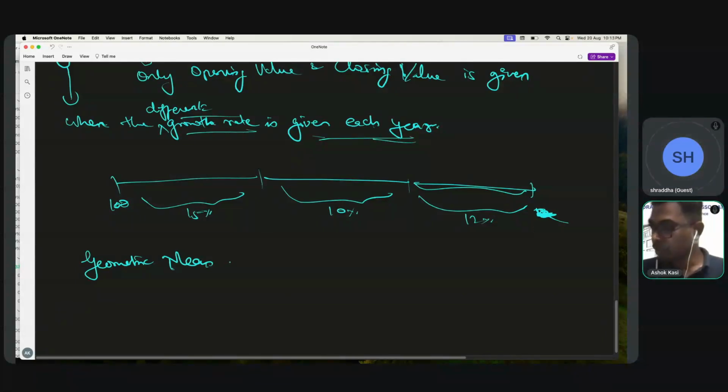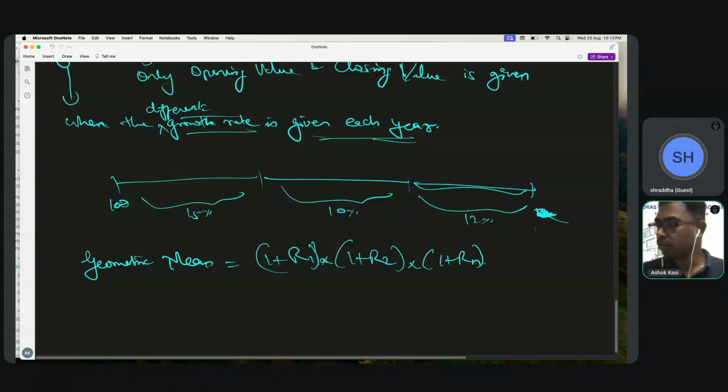So geometric mean is equal to 1 plus R1 into 1 plus R2 into 1 plus Rn, whatever number of times. That means it is like this. You have invested 1 rupee, 1 rupee is growing at this rate, and then that future value is further growing, and then it becomes one more future value, and that future value is further growing. That means overall it will tell you what is happening to 1 rupee.